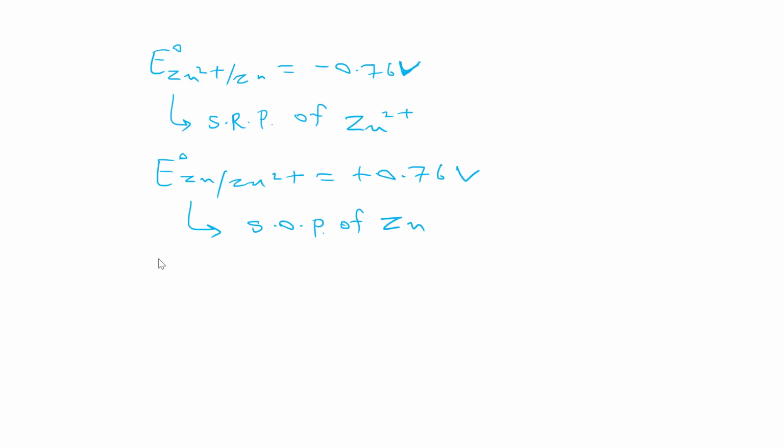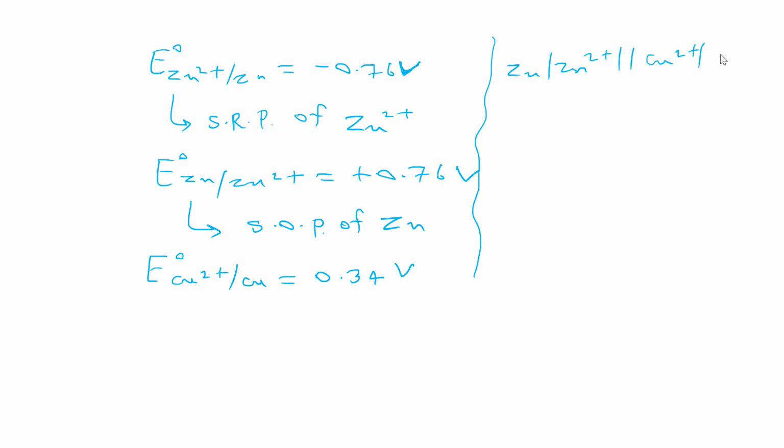And in a similar way, if we write the value for this Cu2+ | Cu, what is this? Reduction potential of copper, SRP of copper, standard reduction potential of Cu2+. Great. And we can write the oxidation potential also for copper. Now the question is Zn | Zn2+ || Cu2+ | Cu. For this cell, find E naught cell by using whichever of these data are applicable.